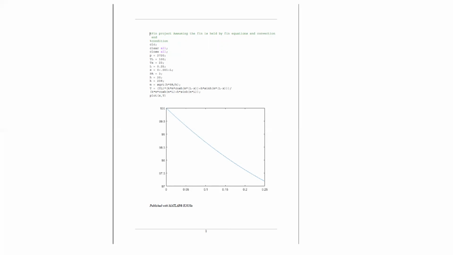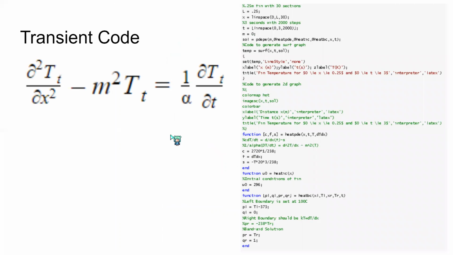And now for the transient solutions, I will hand off the explanation to my partner, Nicholas Yu. So our transient formula is on the left, and basically it is the heat diffusion equation, but we also have to add in the heat loss from convection.